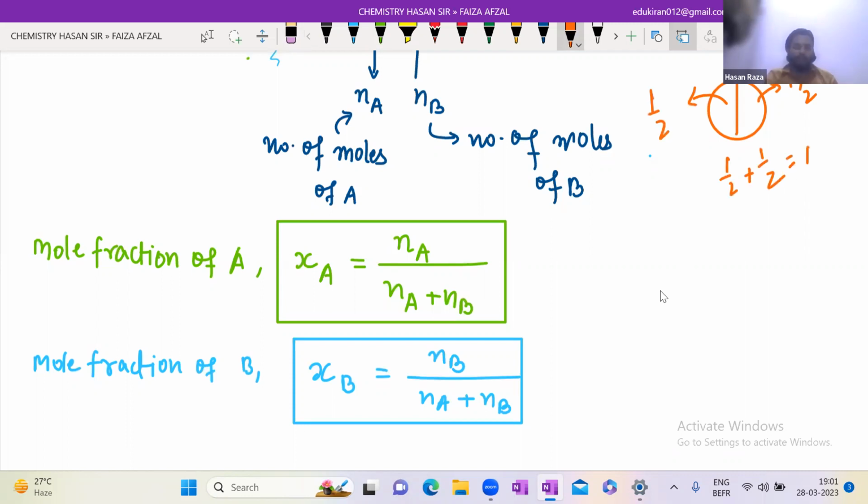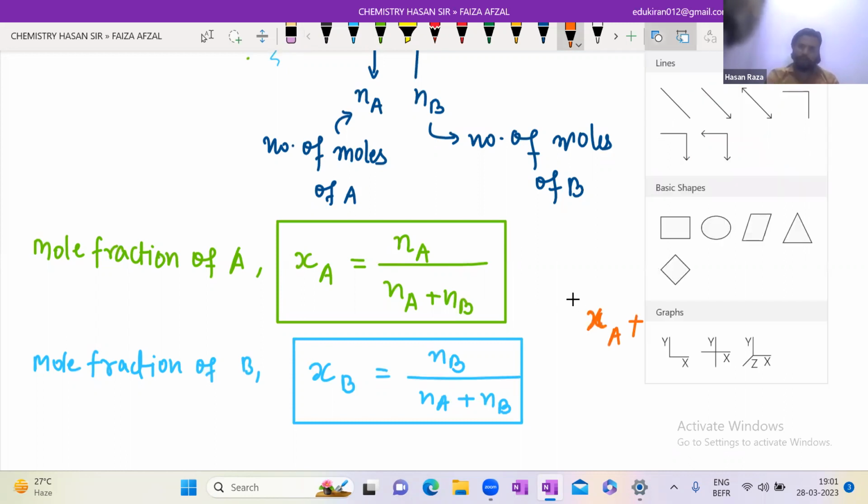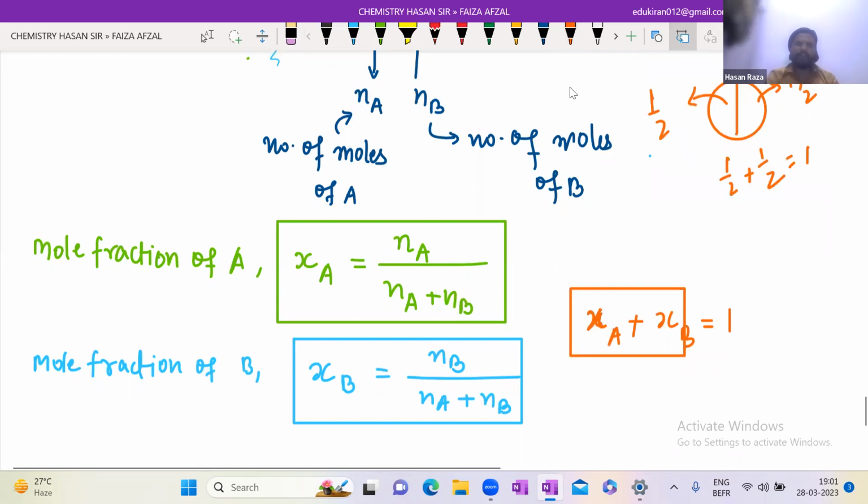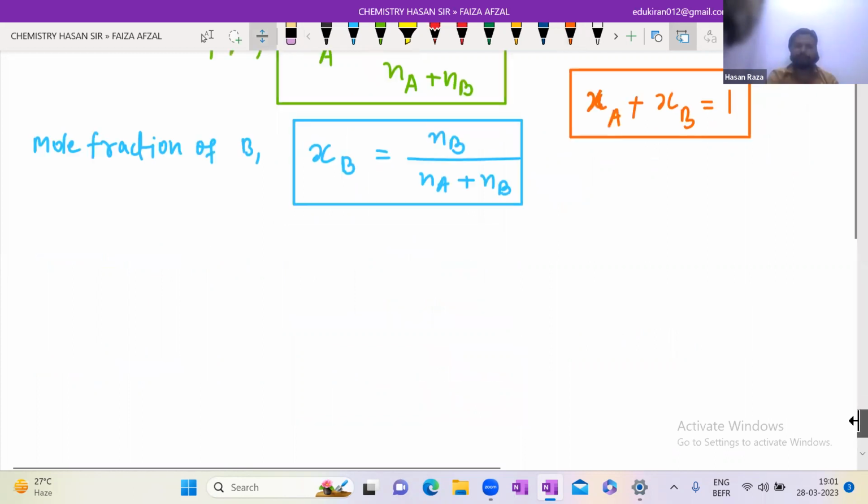you will get unity. In the same way, if you are going to add all the individual mole fractions, you will always get one. We can easily prove this. As you can see, I'm going to prove it.